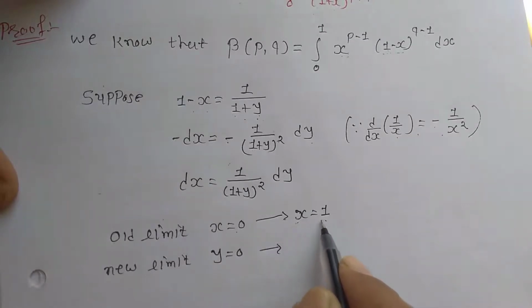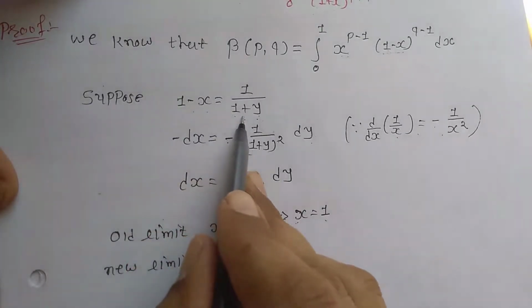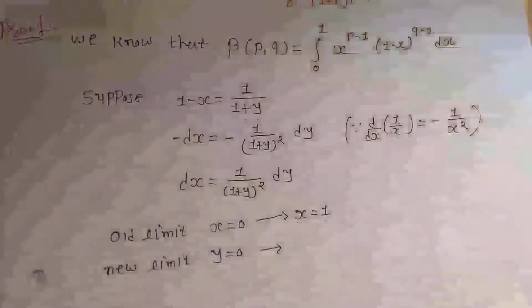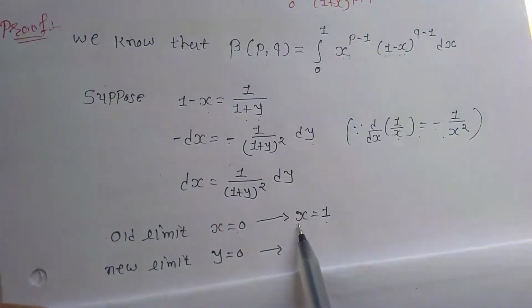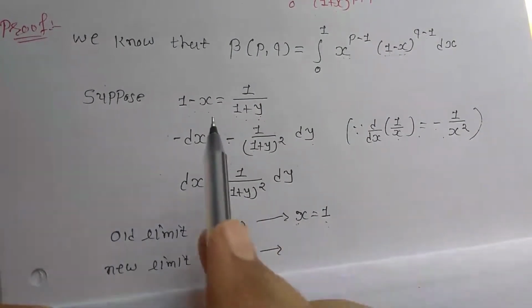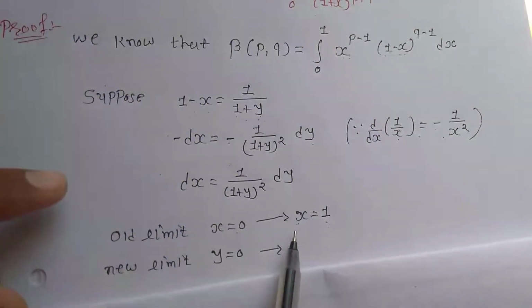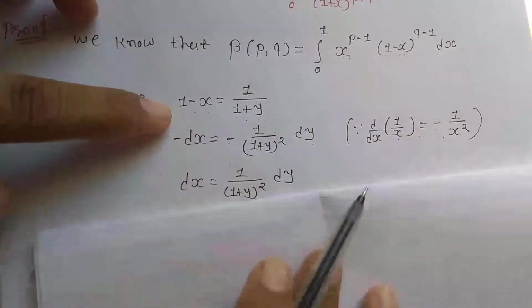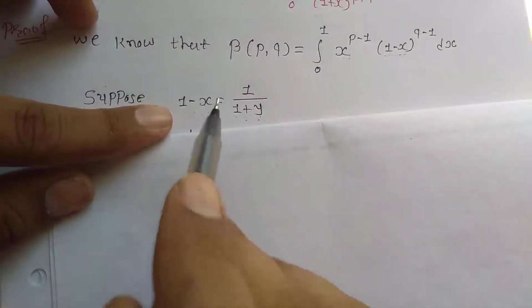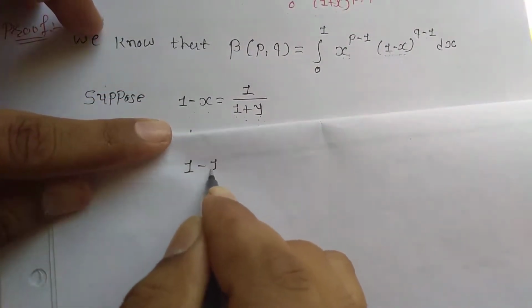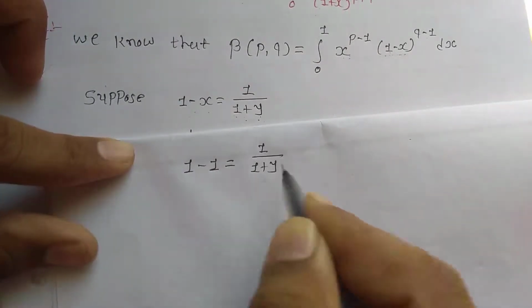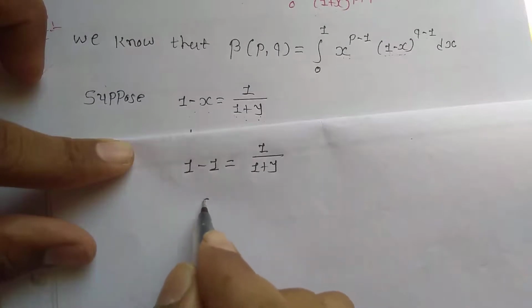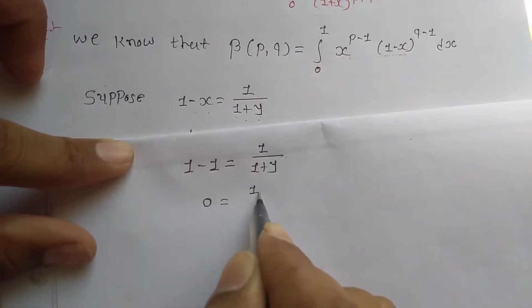Now x equal to 1. Put x equal to 1 in our supposition. X is 1 here. Therefore, 1 minus 1 equal to 1 upon 1 plus y. 1 minus 1 is 0, which is equal to 1 upon 1 plus y.